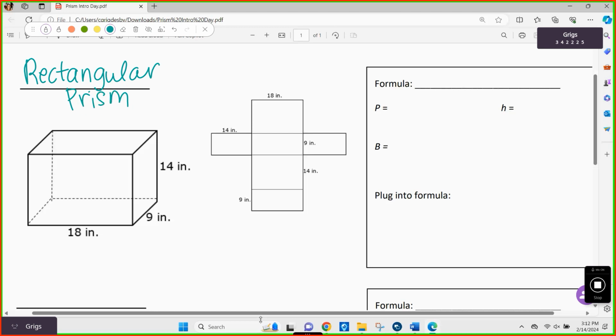Rectangular prism. With rectangular prisms, the base is whatever is sitting on the floor, right? So I would highlight, this is my base, and the other base runs parallel to it, so it would be the top.